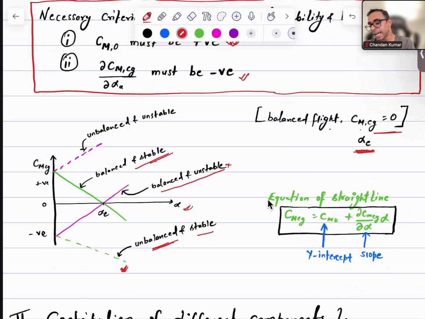In the same way, we have another dashed line, the dashed pink line, which is unbalanced. At the same time, it is unstable. It is unbalanced because this dashed flight line is also not going to have any trim situation where the moment is going to be zero, because the moment is always increasing, and it is unstable because it has a positive slope.